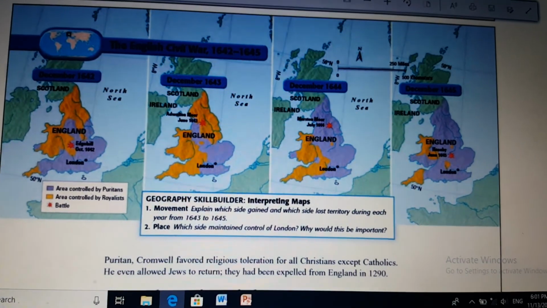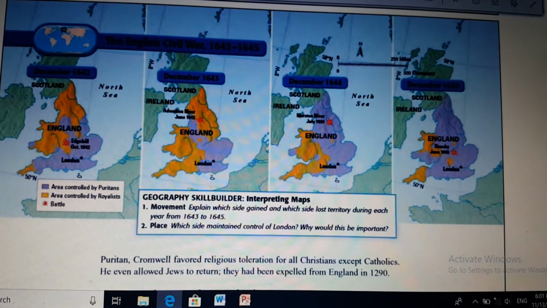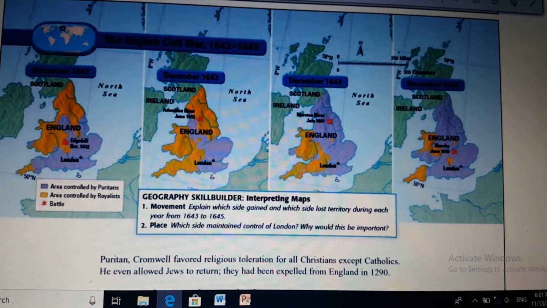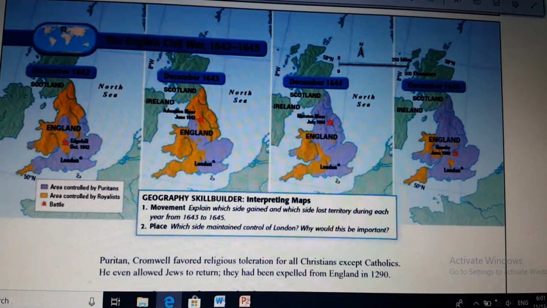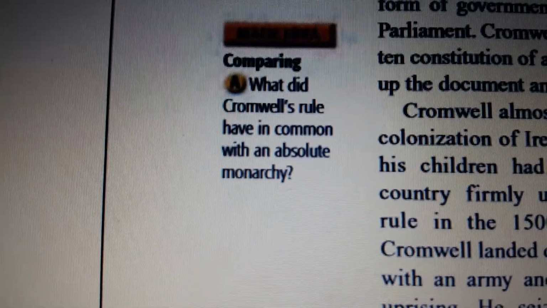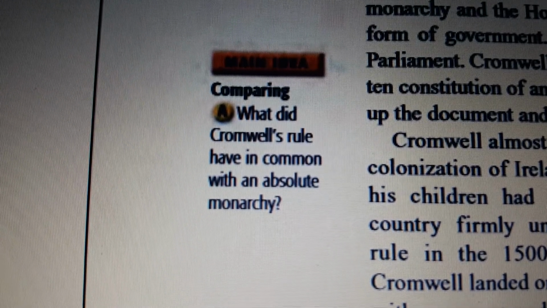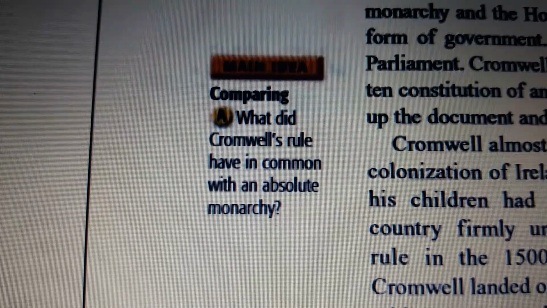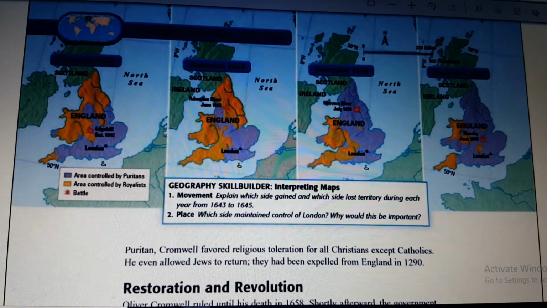Although he was a strict Puritan, Cromwell favored religious toleration for all Christians except Catholics. He even allowed Jews to return. They had been expelled from England in 1290. Main idea: comparing. What did Cromwell's rule have in common with an absolute monarchy? From page 615.